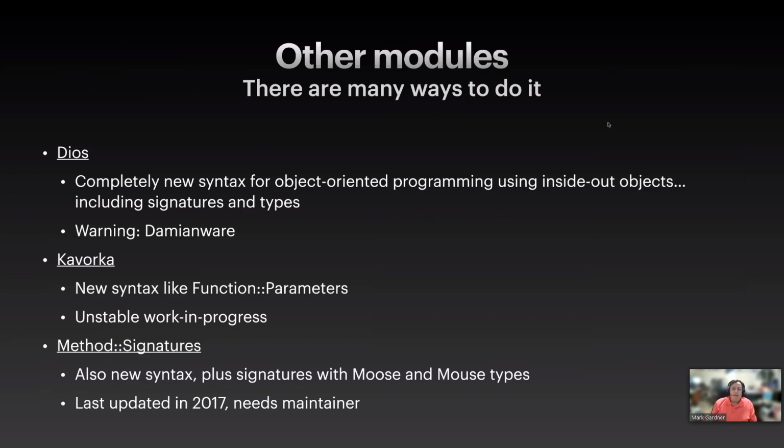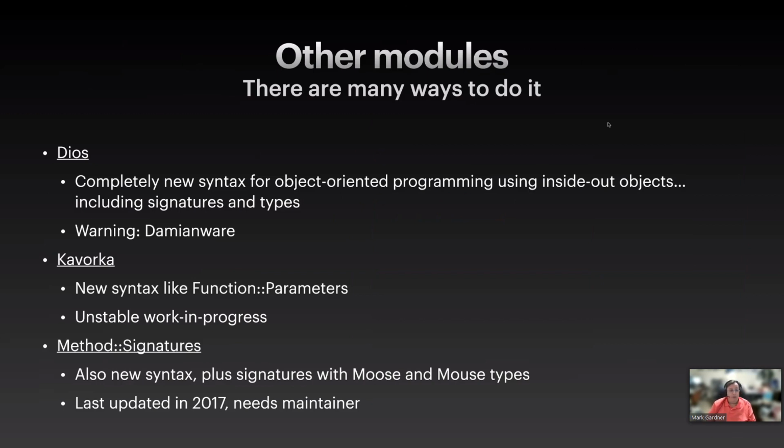Here are some examples. You've got Dios, which is by Damian Conway. It is more than just signatures and types. It's a completely new syntax for object-oriented programming, and it uses inside-out objects. It's Damianware, it's pretty wizardly. So if you want to give that a try, go ahead.